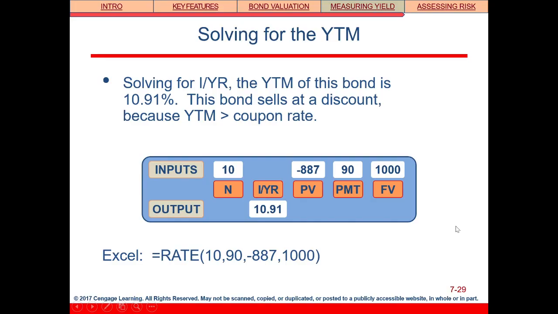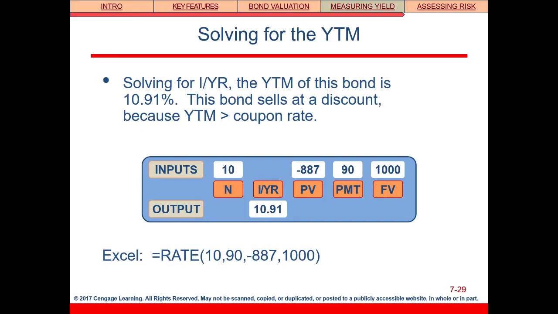Before you do this calculation, you can actually roughly guess whether this yield to maturity is going to be higher or lower than the coupon interest rate, based on the relationship between the price and the par value. Here the price is below the par value, which means this bond is selling at a discount. Why would the bond be selling at a discount? It's because the coupon interest rate is lower than the market interest rate, than the required rate of return. And the coupon interest rate is 9%.